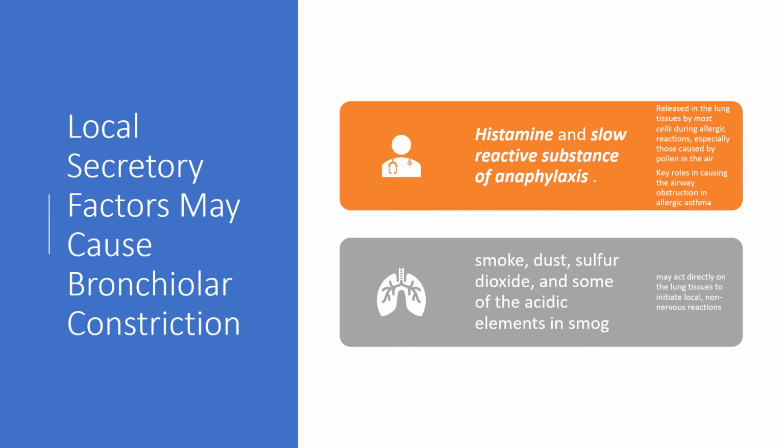The same irritants that cause parasympathetic constrictor reflexes of the airways, like smoke, dust, sulfur dioxide, and some of the acidic elements in smog, may also act directly on the lung tissue to initiate local non-nervous reactions that cause obstructive constriction of the airways.